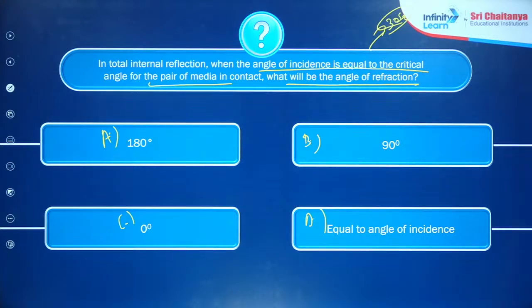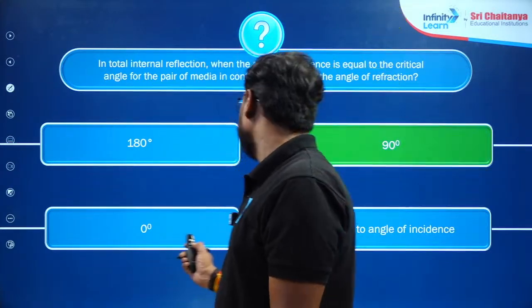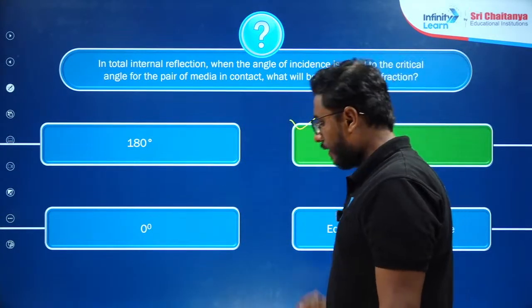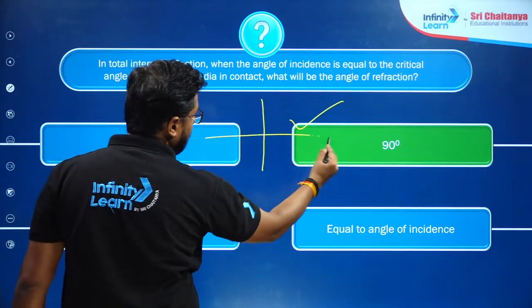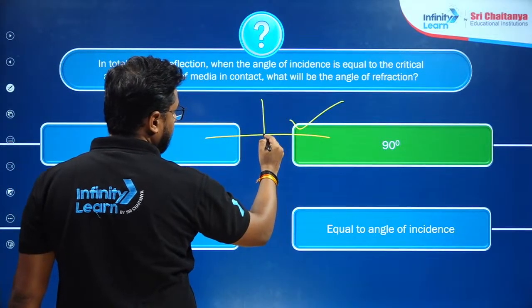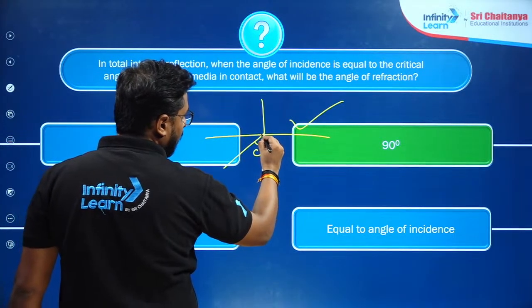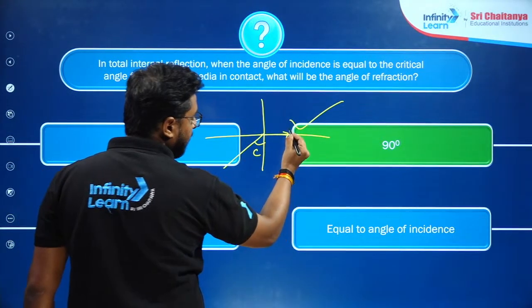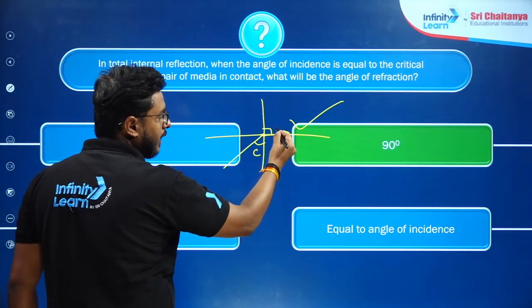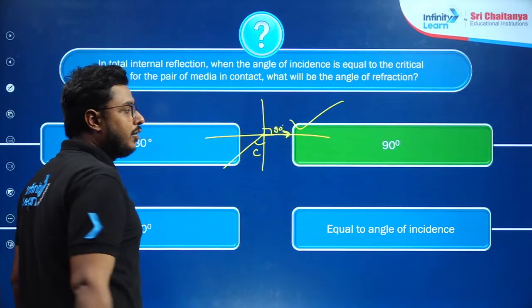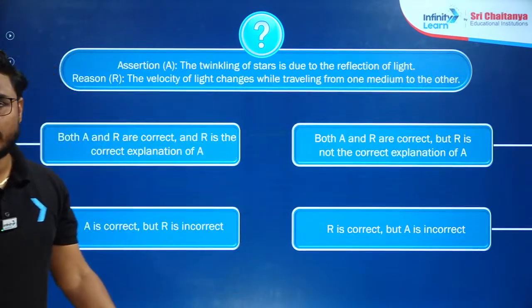Time is up, everyone. And the right answer, it is B part, 90 degree. We know that when I'm talking about a critical angle, this is a normal. Light is incident at the critical angle. For that value of angle of incidence, the refracted ray becomes completely parallel to the surface and the angle is 90 degree there. Right? So that's why the right answer here is 90 degree only.